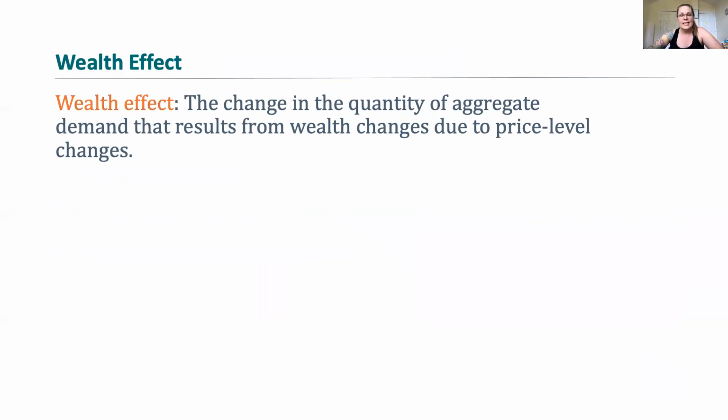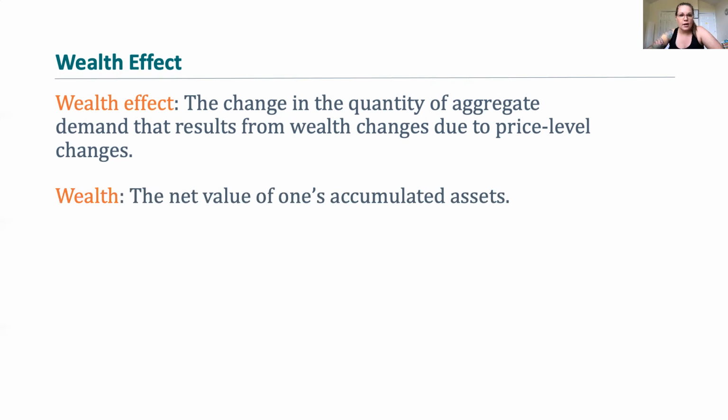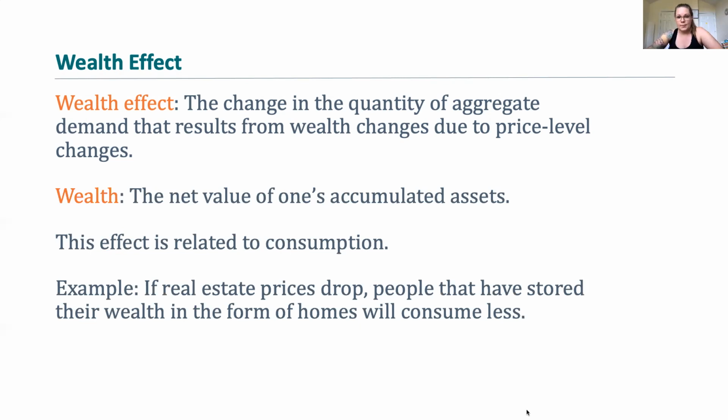The wealth effect is a change in the quantity of aggregate demand, so remember, quantity of spending, that results from wealth changes that are due to price level changes. Some examples of wealth that you might think about are the way that you hold currency, stocks, bonds, expensive artwork, real estate, right? There's lots of ways that we hold wealth. And here, the wealth is the net value of a person's accumulated assets. So the wealth effect is related to consumption. Let me give you an example here.